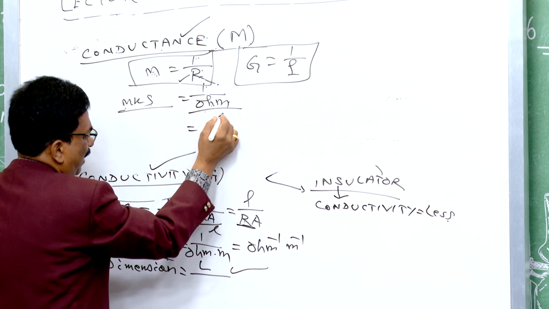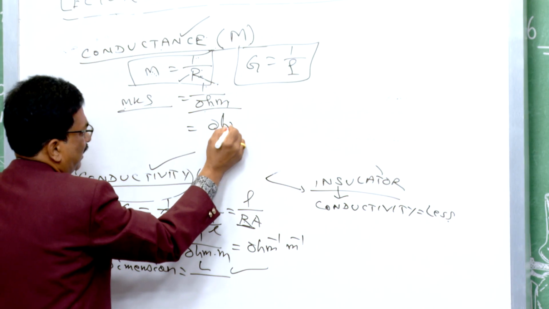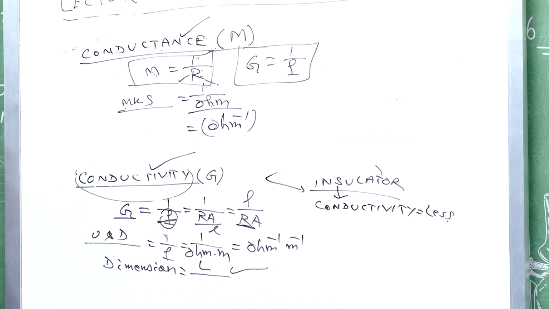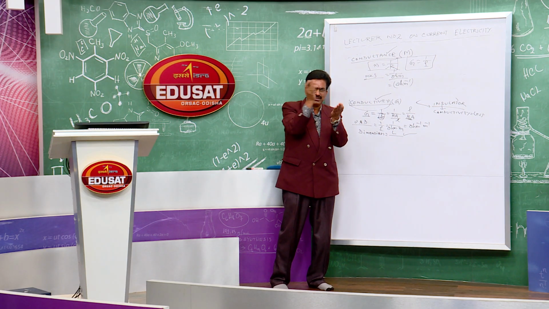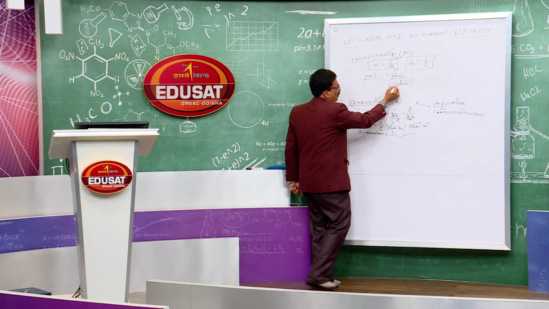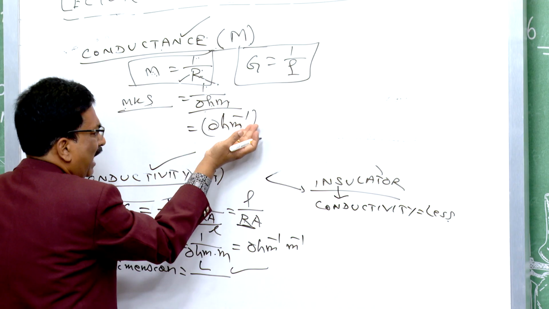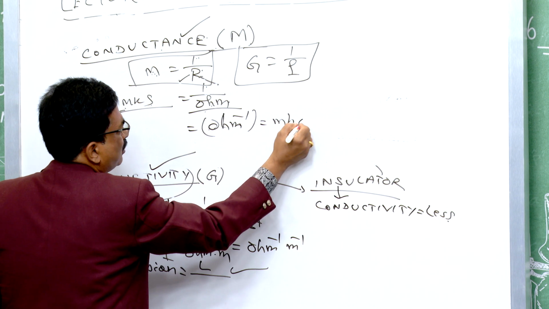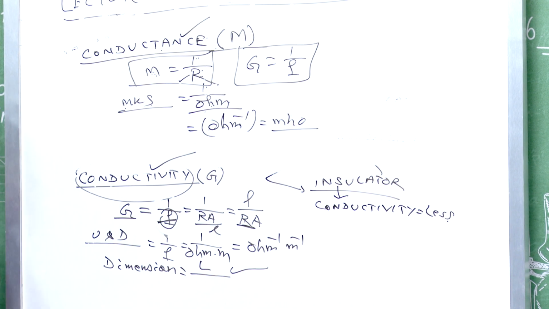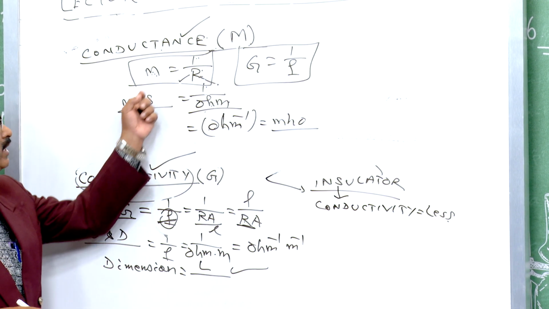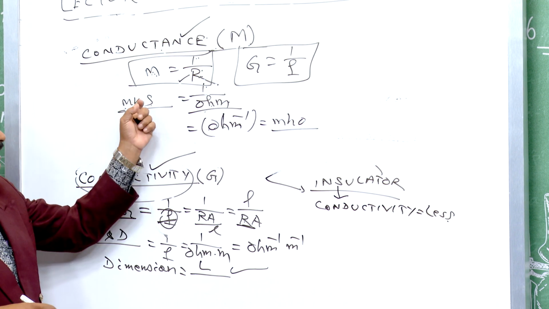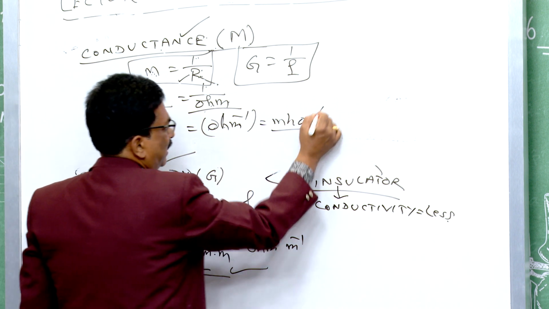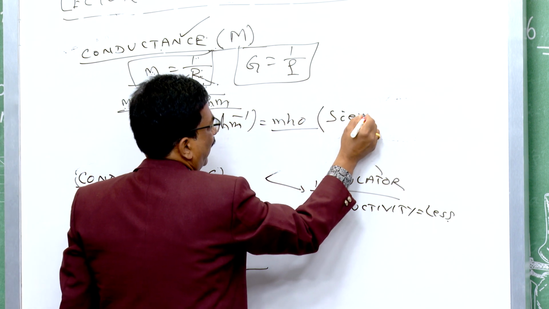So 1 by ohm, as we have written here, is equal to ohm to the power of minus 1, that means ohm inverse. Inverse means in the reverse order. So if you pronounce ohm in the reverse way, that is mho. So the unit of conductance can also be written as mho, and nowadays it is written as Siemens.